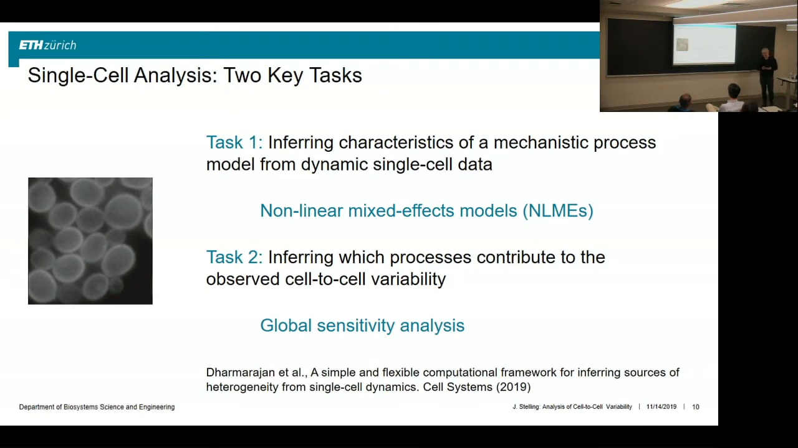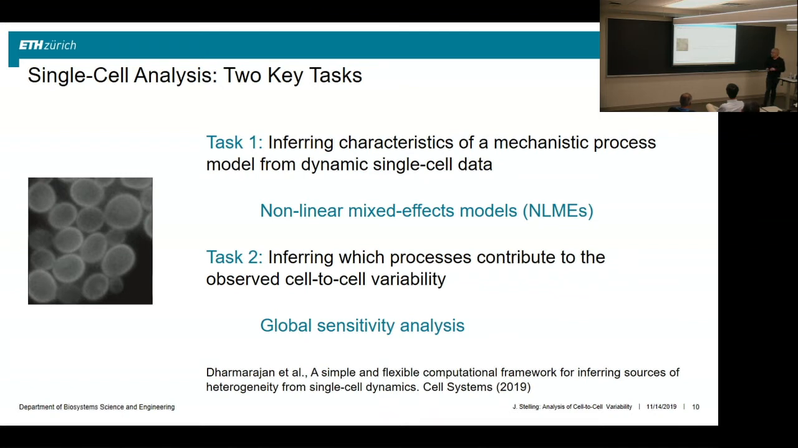So I'm going to talk about two different aspects here. So first of all, given some data, how we infer these characteristics of a mechanistic model from these observations. And the proposal here is to use so-called nonlinear mixed effects models. I'll show you the structure in a minute.